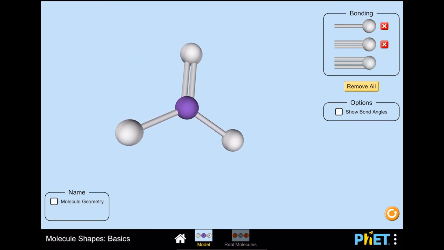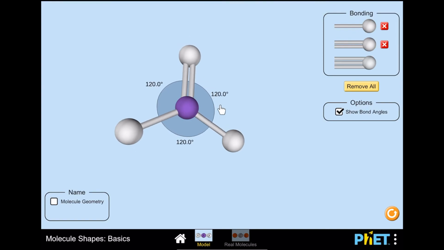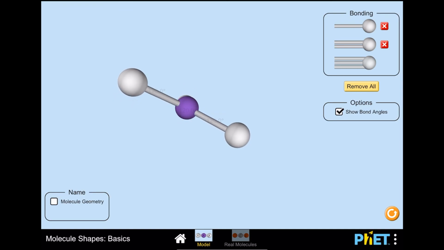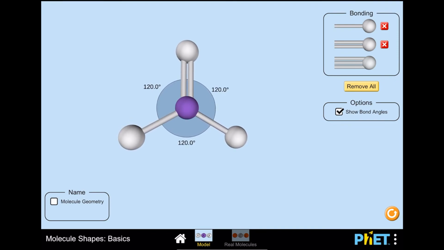So let me rearrange that. So we've got that 120-degree triangular shape, and if I click the show bond angle button here, you can see that each one of these is 1/3 of a total revolution, so 120 degrees. And if I line them up side on, you can see that all the atoms lay flat in a plane. So this whole thing would sit on your piece of paper that you're writing these notes on, and nothing would sit up in the air, nothing would bump down into the paper. And if I click in the lower left-hand corner on molecular geometry, it tells me the name is trigonal planar.